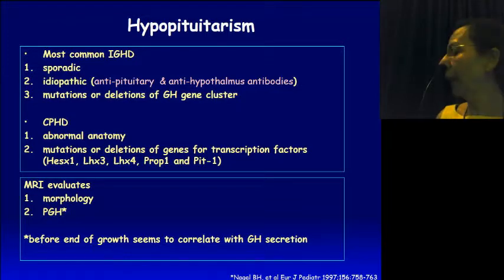So many idiopathic cases were due to anti-pituitary, anti-hypothalamus antibodies, for instance.